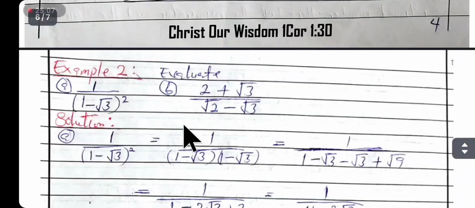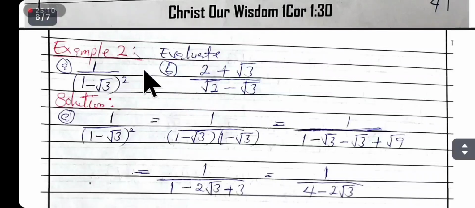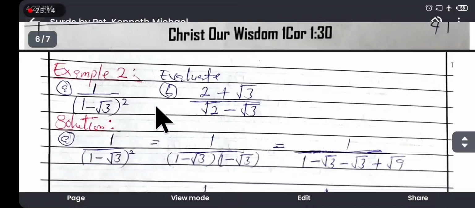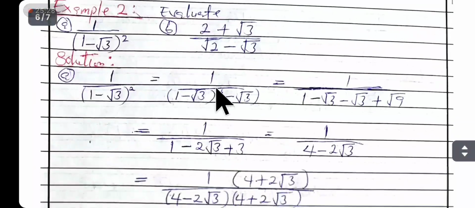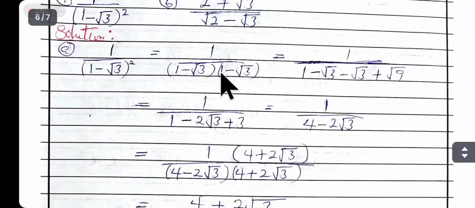Okay, so example 2, we have example 2 here. Evaluate (a) 1 all over 1 minus root 3 all squared. Then (b) is 2 plus root 3 all over root 2 minus root 3. So this is the next thing we'll be looking at. This is example 2 that we'll be looking at.